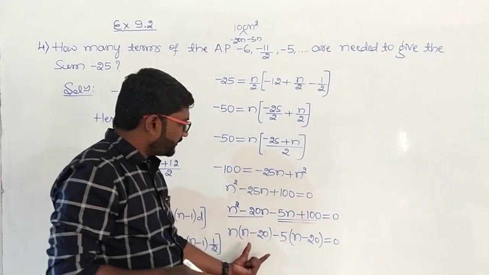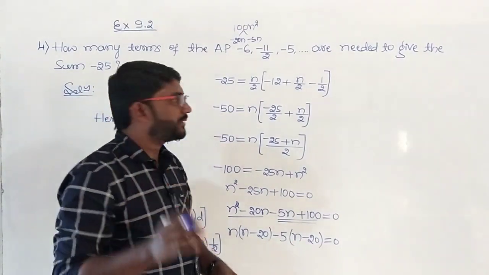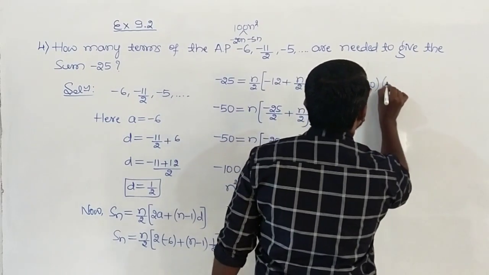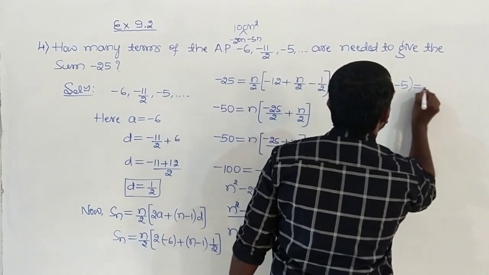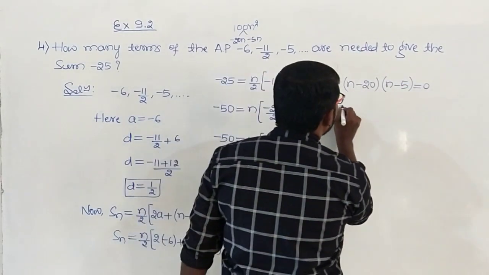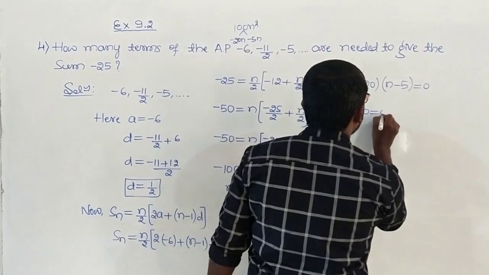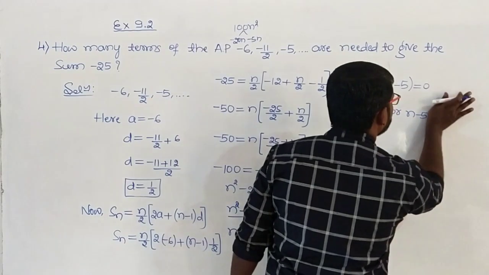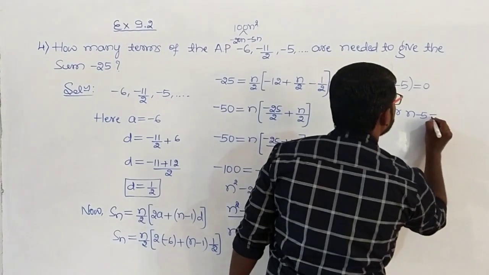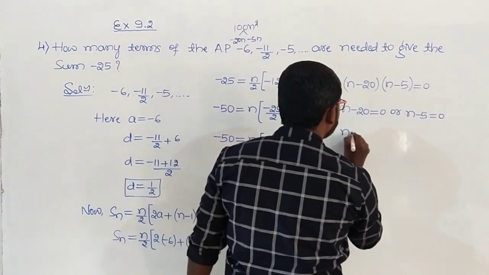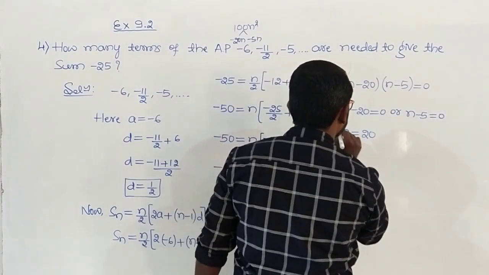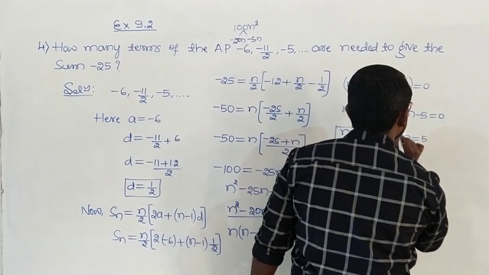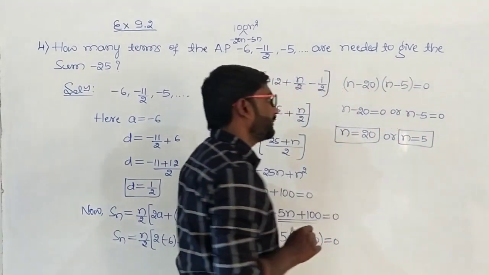Now, this can be written as n minus 20 into n minus 5, which is equal to 0. So overall, n minus 20 equal to 0, or n minus 5 equal to 0. So now here we get n equal to 20, or n equal to 5. So these are the required number of terms.